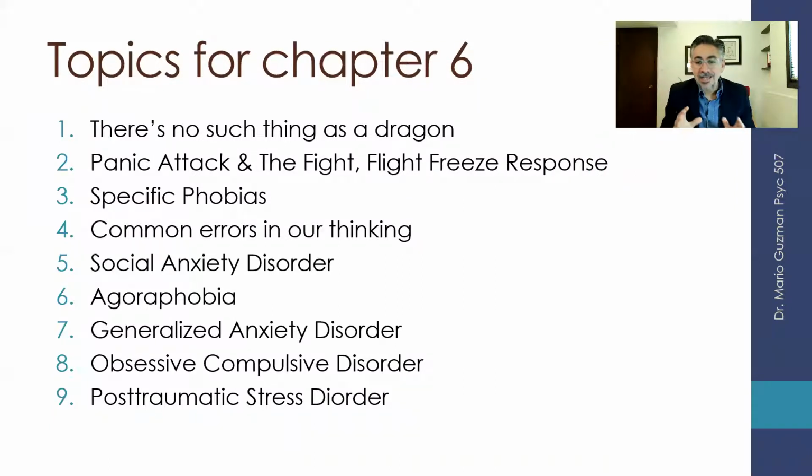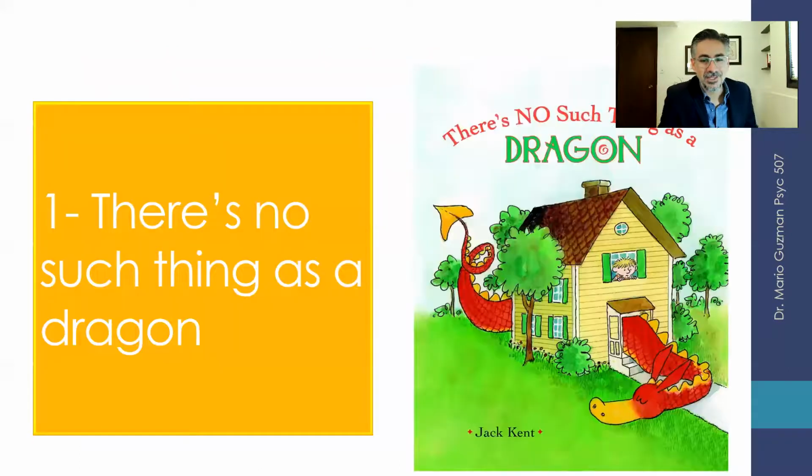These are the 9 topics that we're going to see today. There's no such thing as a dragon. It's a beautiful story that I want to share with you. It's a kid's book. Then we're going to talk about panic attacks and the fight, flight, freeze response, the specific phobias, common errors in our thinking, social anxiety disorder, agoraphobia, generalized anxiety disorder, obsessive compulsive disorder, and post-traumatic stress disorder. We'll see how this goes. It's not going to be a short video, that's for sure, guys.